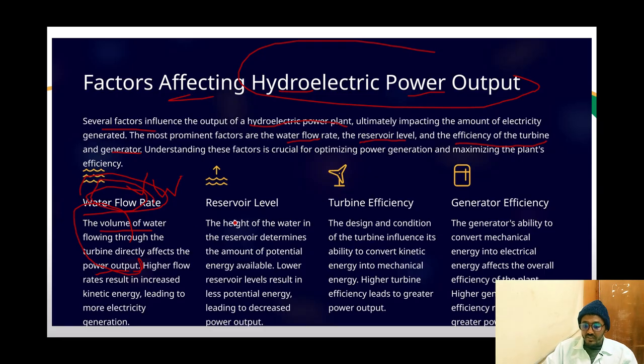The second one is reservoir level. The height of the water in the reservoir determines the amount of potential energy available. Lower reservoir level results in less potential energy, leading to decreased power output. This one is also obvious.